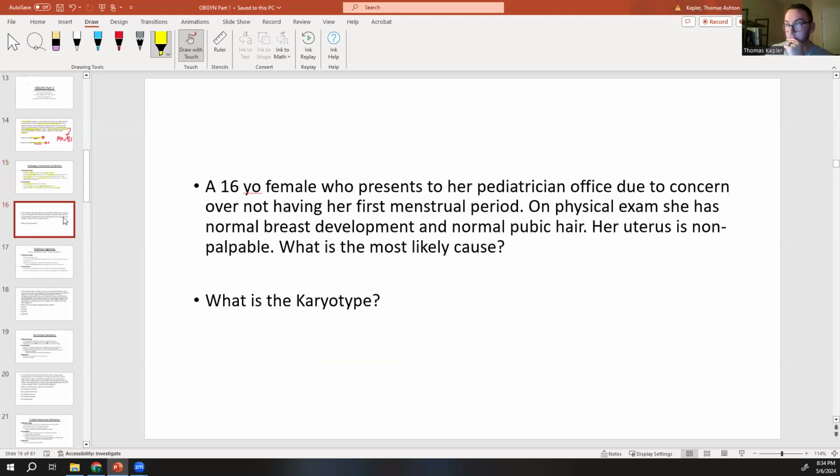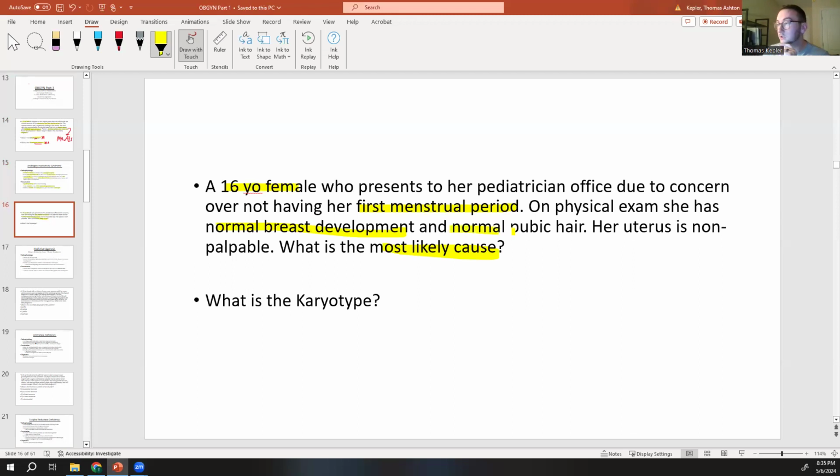All right, so let's see what you think of this one. Go ahead and pause if you need to. So here we're asking most likely cause of this person's development. This is a 16-year-old female, again, not having her first menstrual period. And on physical exam, she has normal breast development. Again, not too helpful for figuring these out.